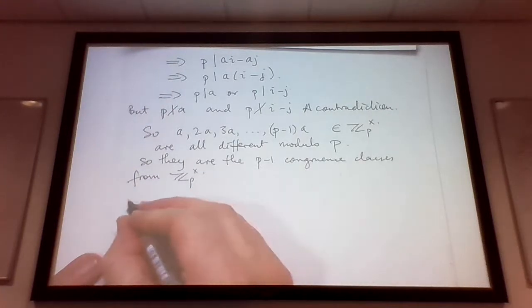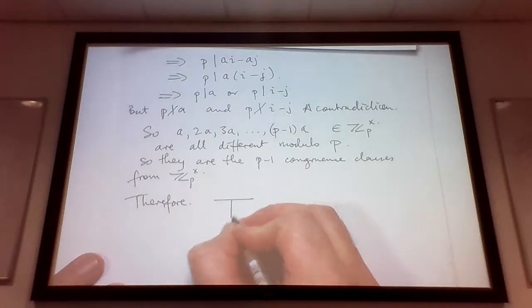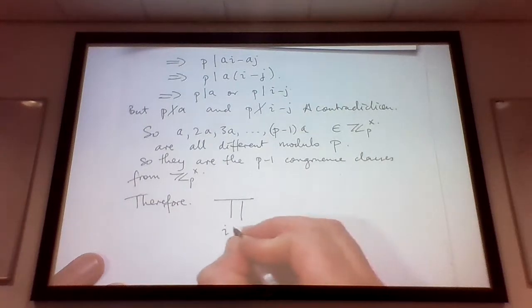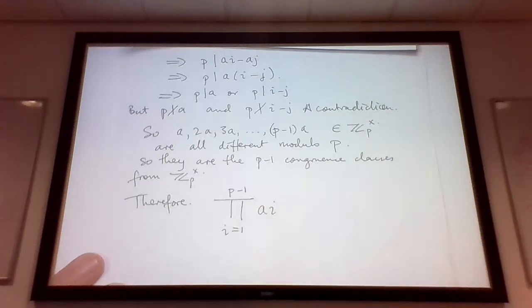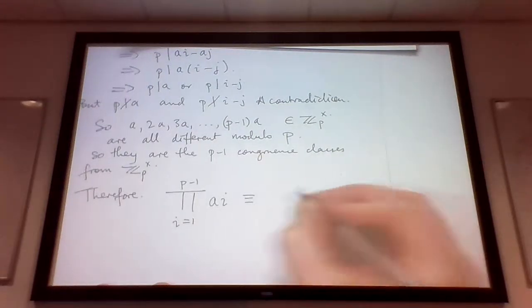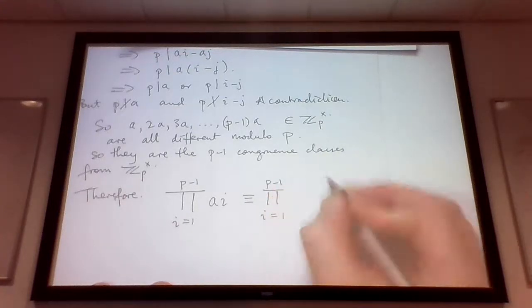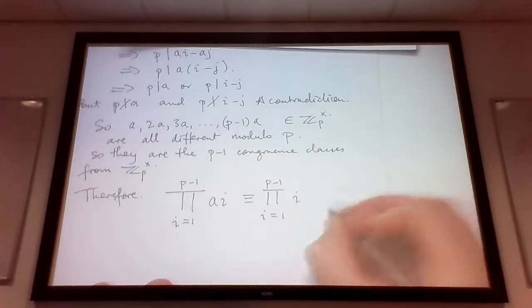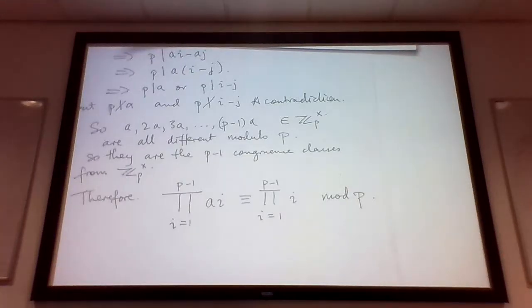So that means, therefore, when you multiply them all together, you are in effect congruent to multiplying together all of the elements from the multiplicative group of congruence classes. Okay.